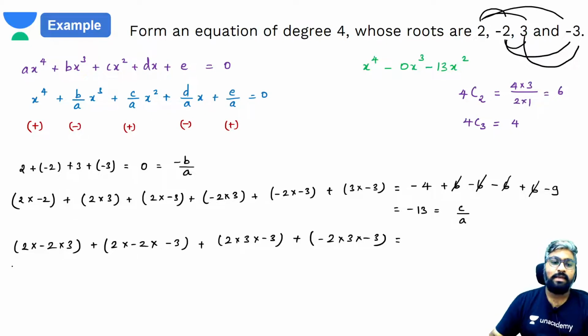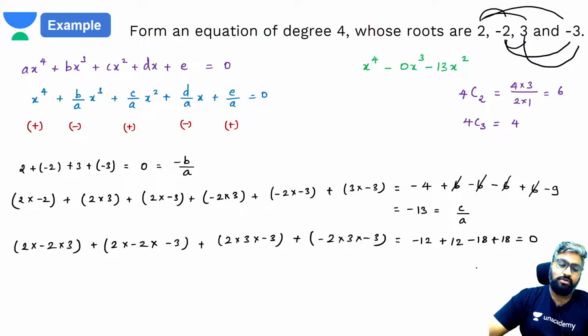Yes. So what will this be equal to? This is minus 12, plus, minus into minus is plus, so plus 12. This is minus 18. This is plus 18. This is also equal to 0. Correct?